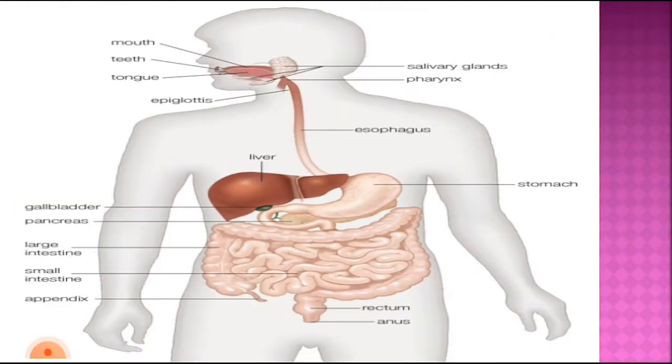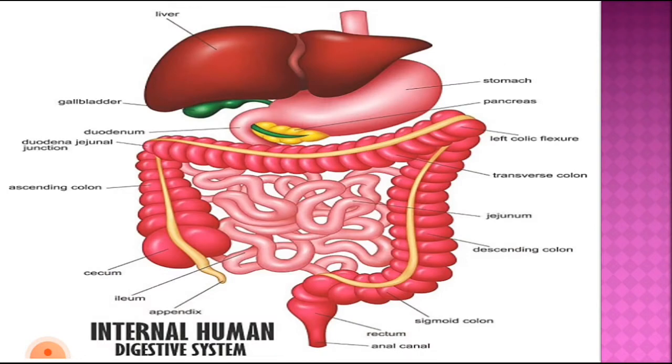The alimentary canal is about 30 feet long in adult human beings. Mouth, pharynx, esophagus, stomach, intestines, liver, pancreas, rectum, anus are the organs in the digestive system. The duodenum, jejunum, ileum make up the small intestine, while cecum, appendix, colon, rectum make up the large intestine and anus. But how does the digestive system work?